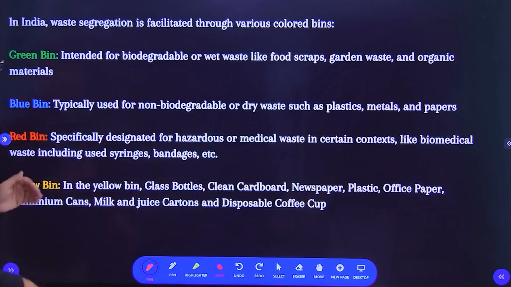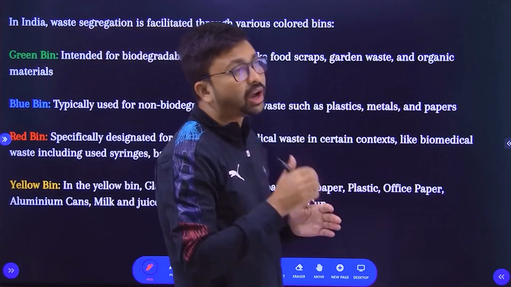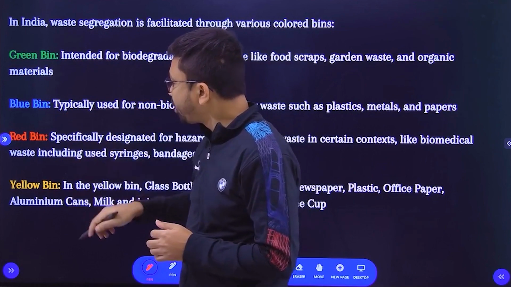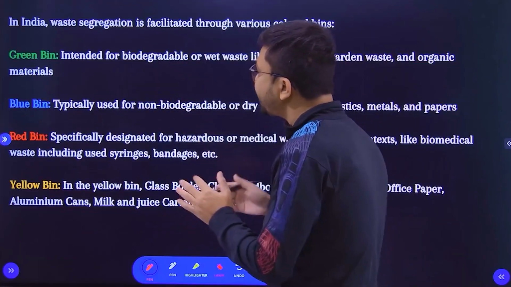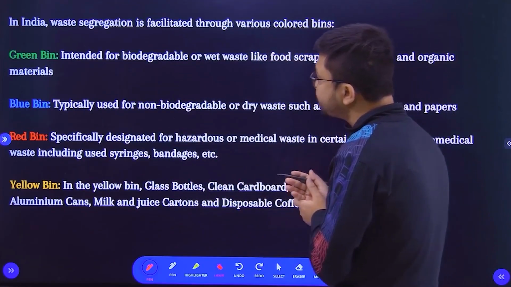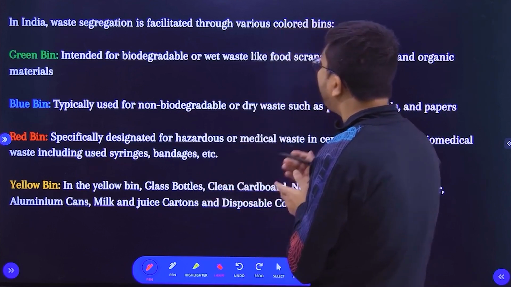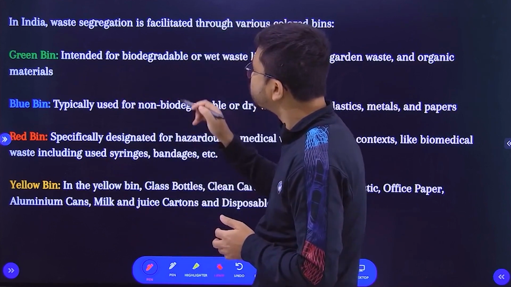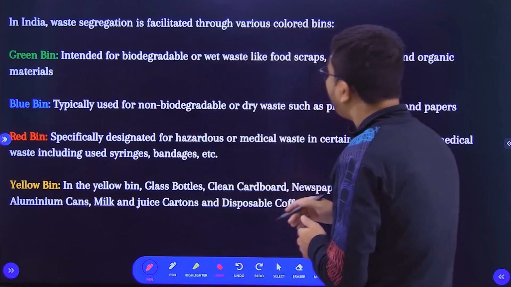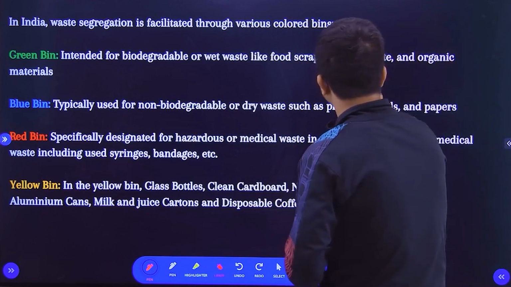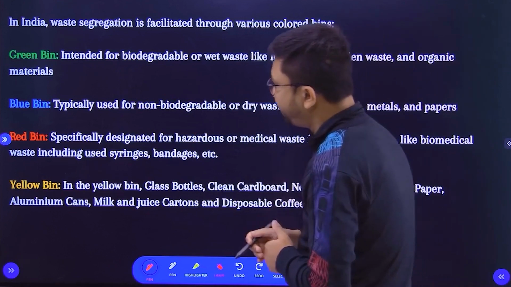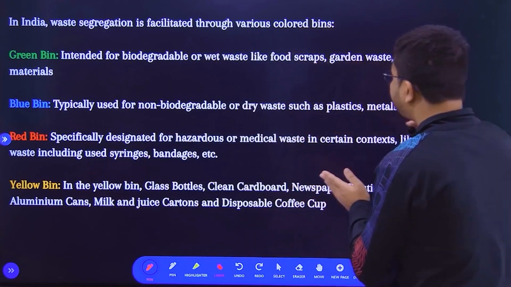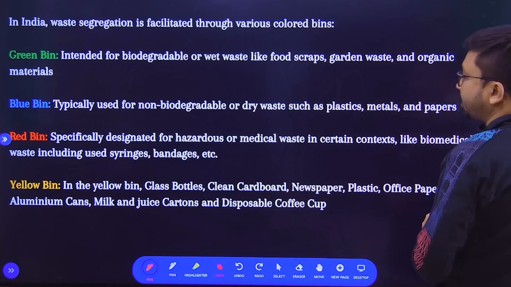In India, these are the different colors of waste bins we are using. What are those? Green bins, blue bins, red bins and yellow bins. Different colors help people to understand which type of waste to throw in which bin. Green bins are used for collecting biodegradable or wet waste like food scraps, garden waste or organic materials. Blue bins are typically used for non-biodegradable or dry waste such as plastic, metals and papers, right?